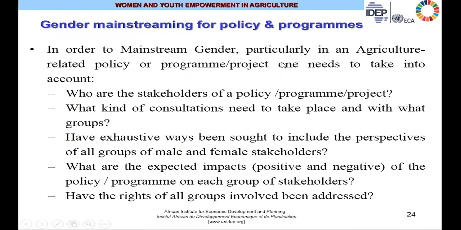Therefore, in order to mainstream gender, particularly in an agriculture-related policy, program, or project, one needs to take into account: A, who are the stakeholders of a policy, program, or project? B, what kind of consultations need to take place and with what groups? C, have exhaustive ways been sought to include the perspectives of all groups of male and female stakeholders? And D, we must ask ourselves, what are the expected impacts, positive or negative, of a policy or a program on each group of stakeholders? And finally, have the rights of all groups who are involved been addressed? So in order to mainstream gender, especially in agriculture, we must ask and answer these five key questions.